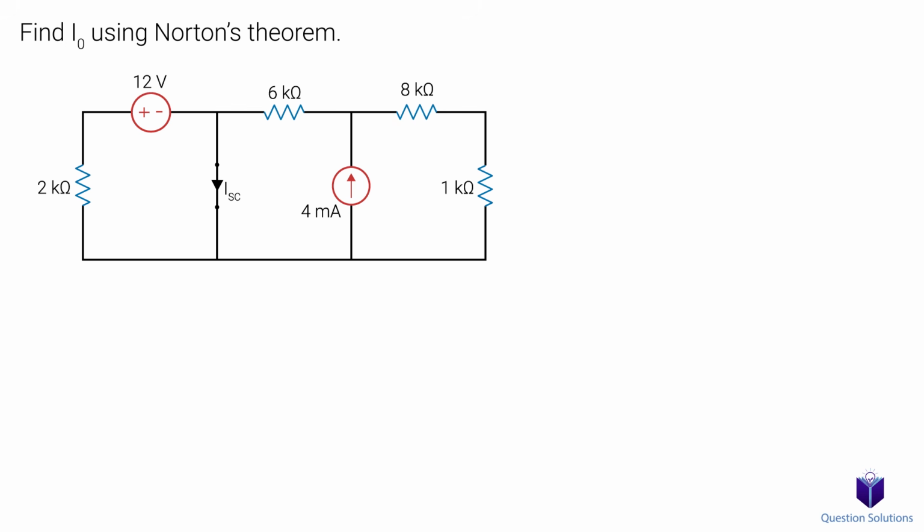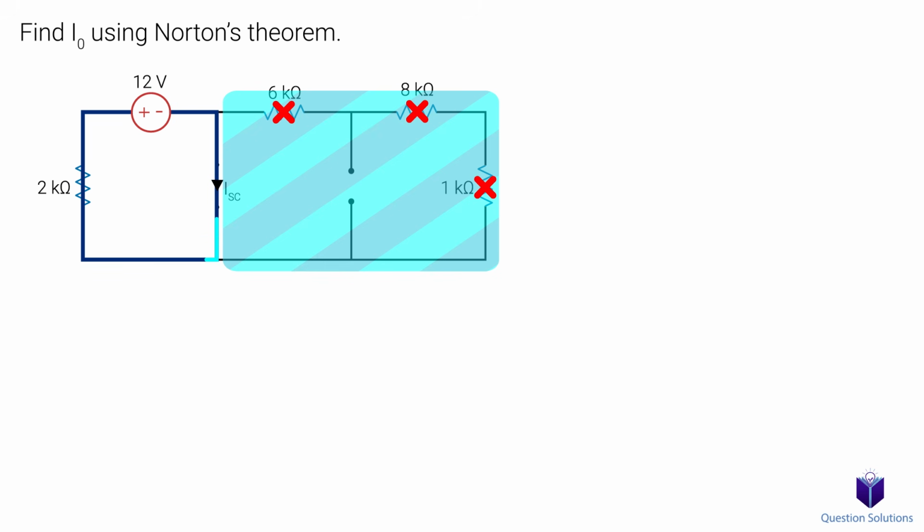Let's start with the voltage source. That means our current source becomes an open circuit. Now the key here is to realize that because of our short circuit and the fact that current takes the path of least resistance, the current will go through here instead of any of these resistors. So essentially, we can forget about this part of the circuit. So ISC is just the current in this loop, and we can easily find that using Ohm's law.